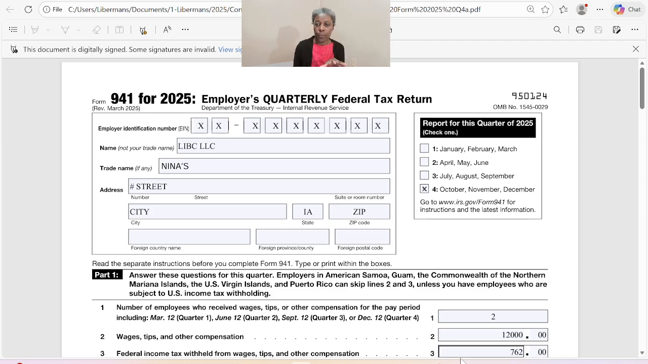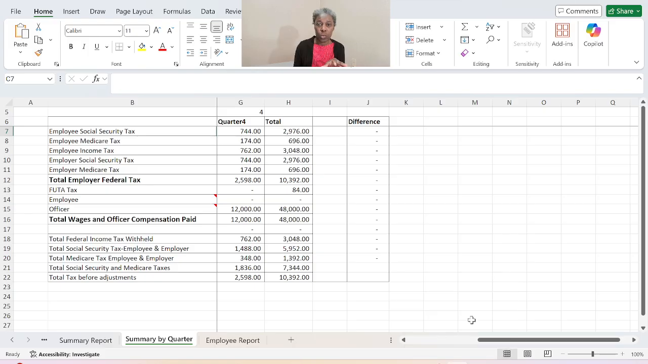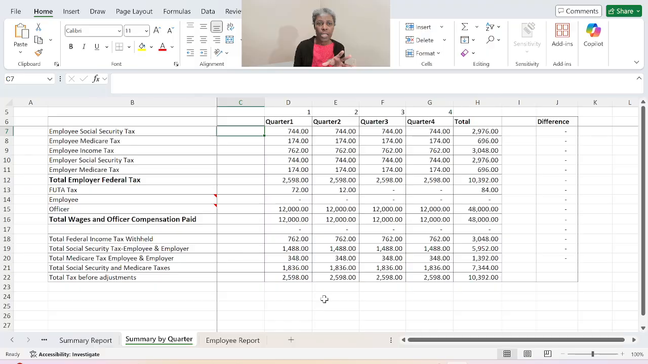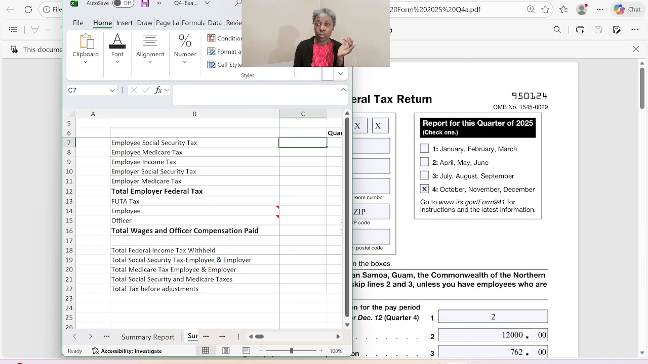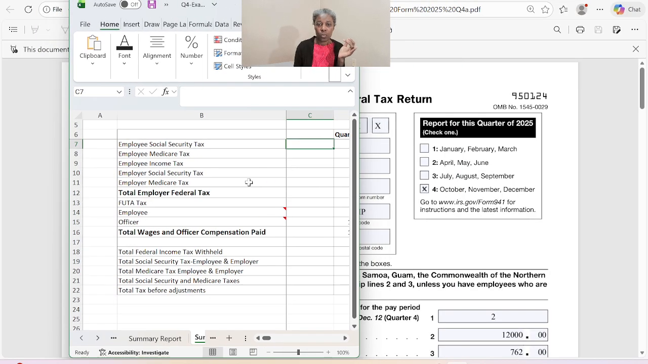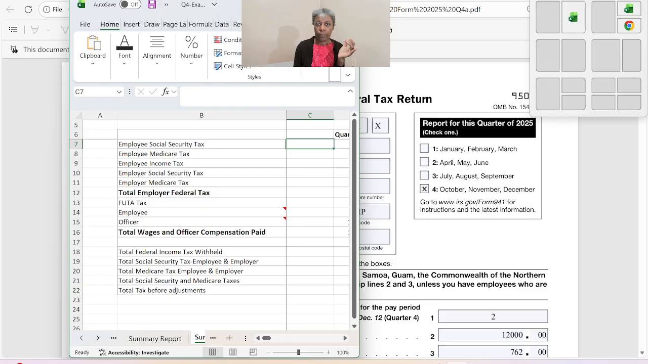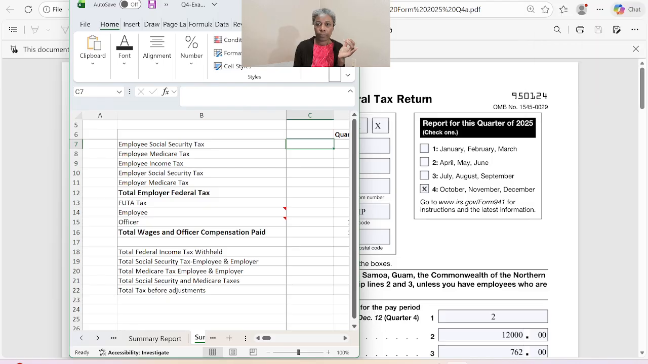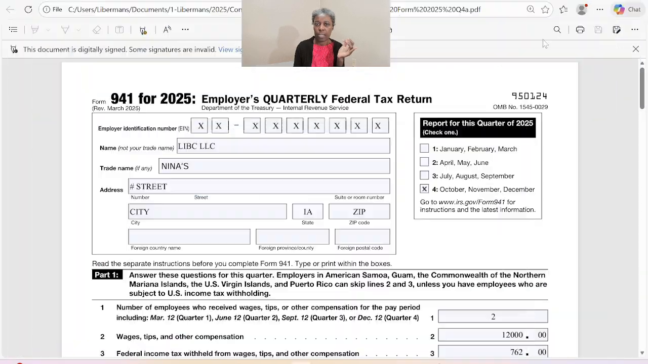To complete the form, it's good to have your data with you as well. We have an example here that we are going to use to complete it, and we are going to work on Q4, which is October, November, December.